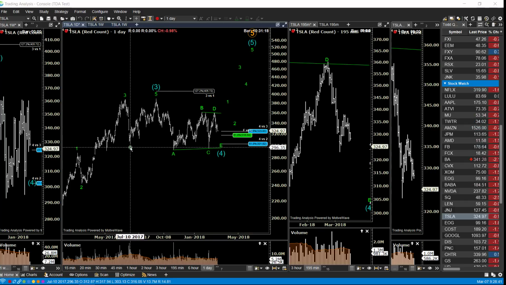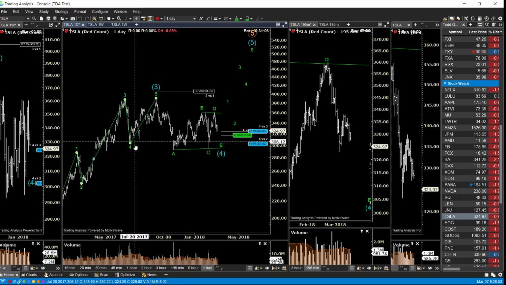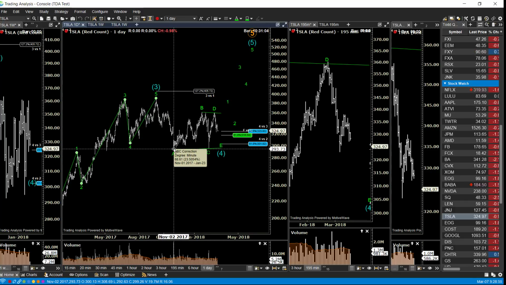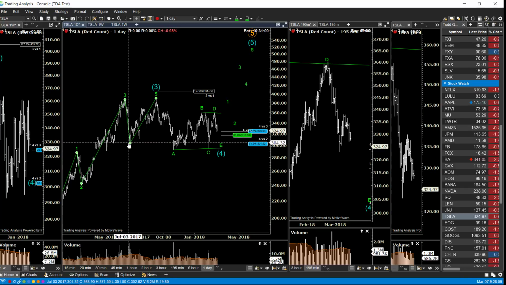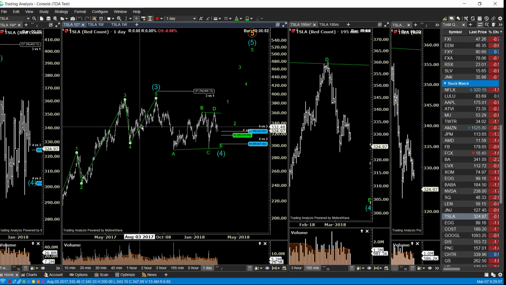Why can't this, where wave 4 is, why can't wave 4 be? Because a triangle needs to be higher lows, lower highs. So this made a new low, so this can't be A, B, C. We need to make higher lows and lower highs. So this made a lower low.